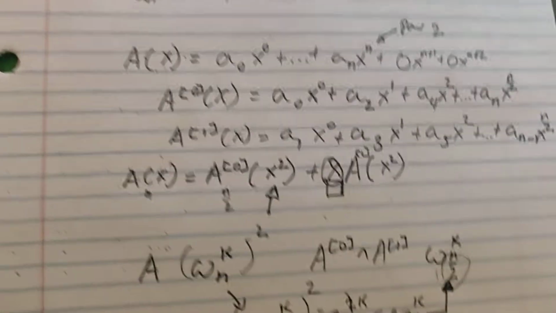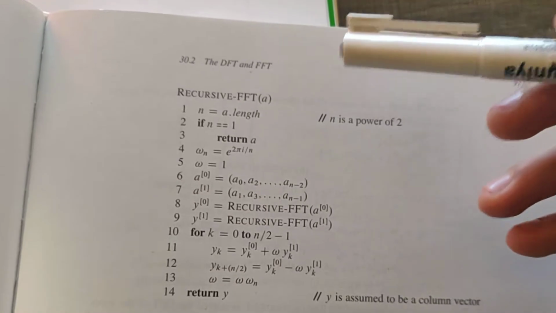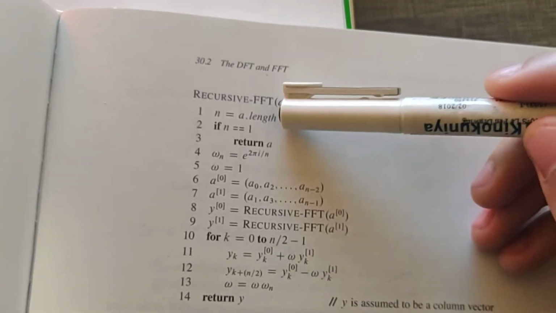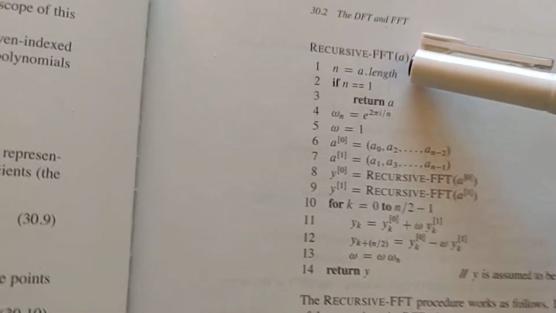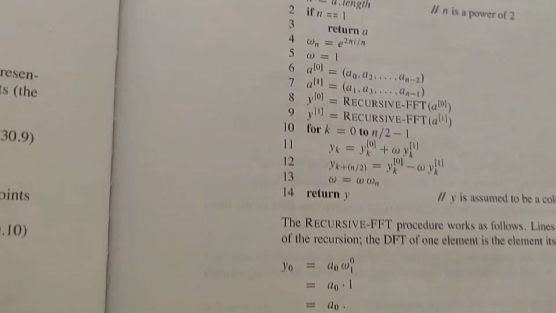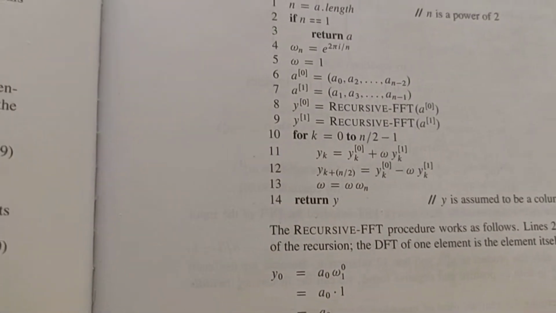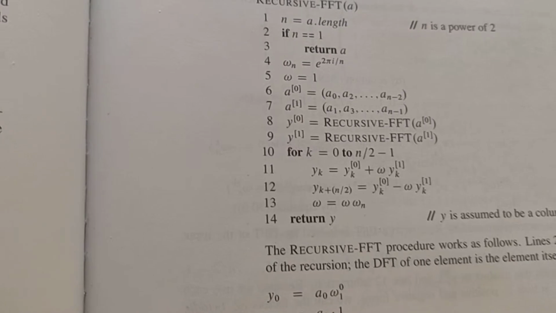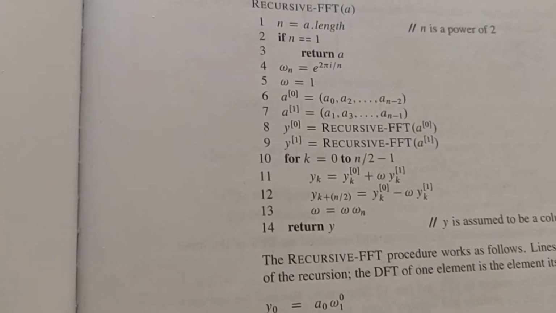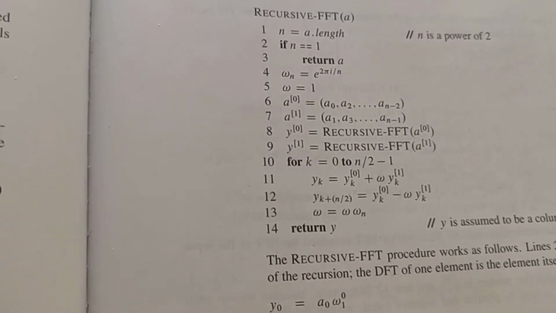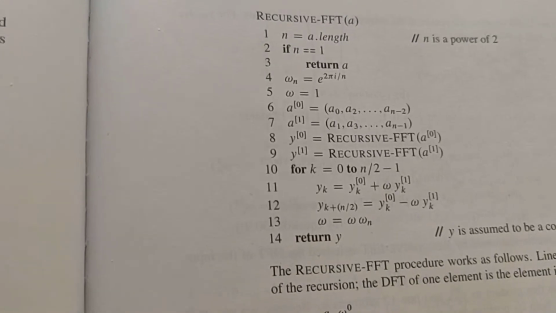So now if we look at the CLRS algorithm for FFT, you will find that it's pretty much exactly that, except for their base case. They said if n's length is 1, which means you're looking at a degree 1 polynomial, you can just return the coefficient, because no matter where you evaluate a constant number, it's just going to be the number, which is a.